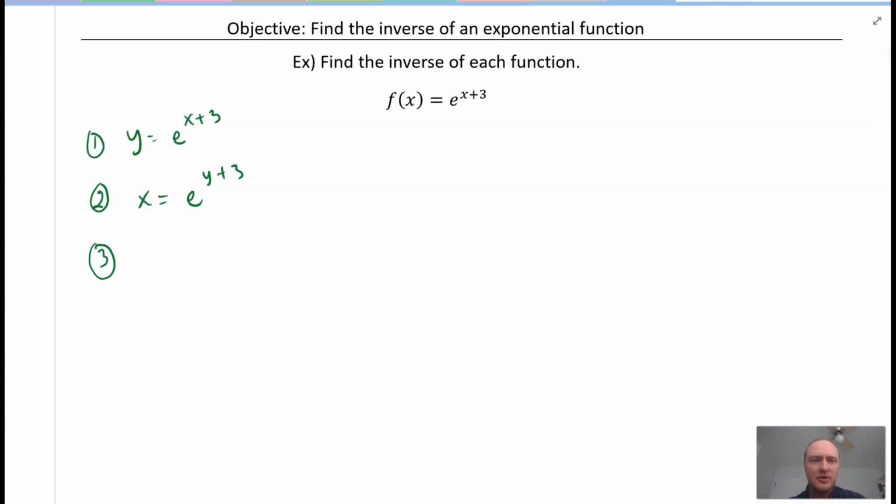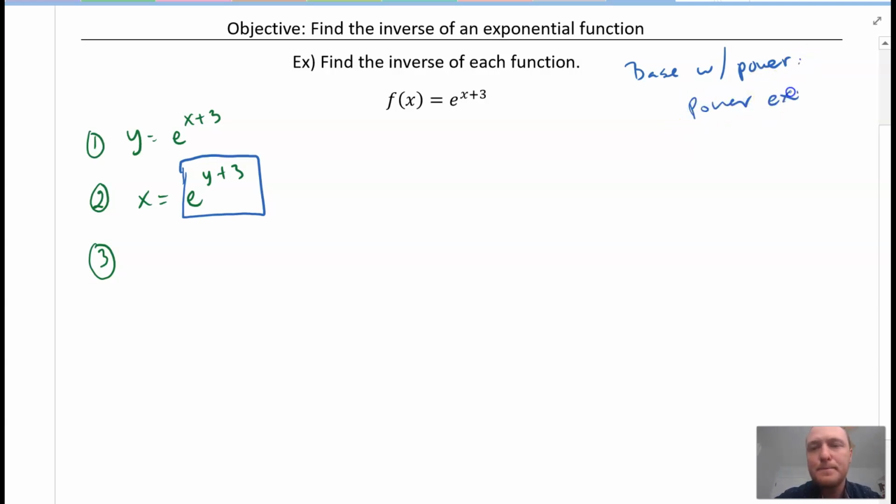Now, I don't have inverse operation tools at my hand to bring down the power yet. We'll talk about that next unit. But I can switch from an exponential function to a logarithmic function, which is exactly what we're going to do. And part 3a said isolate the power expression. This is a power expression. It's a base with a power. I would even write that down: base with a power, right? That is your power expression. Okay, so that's how you know when we'll switch to logarithmic form.